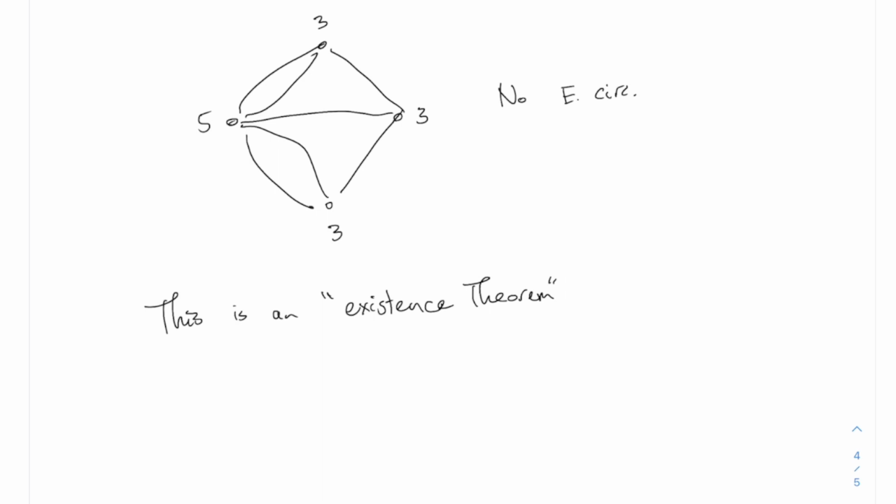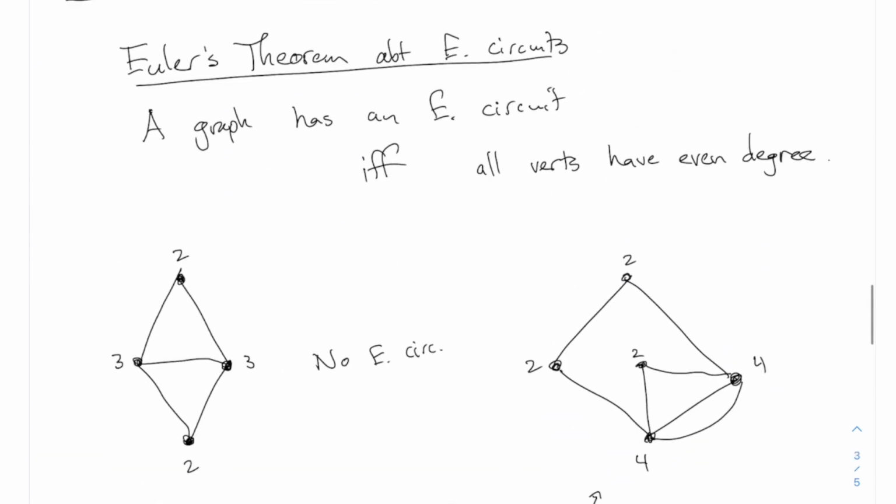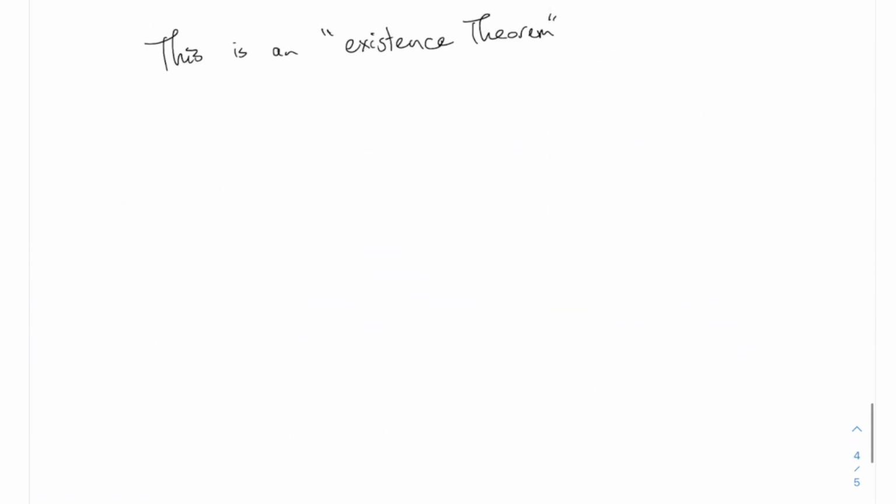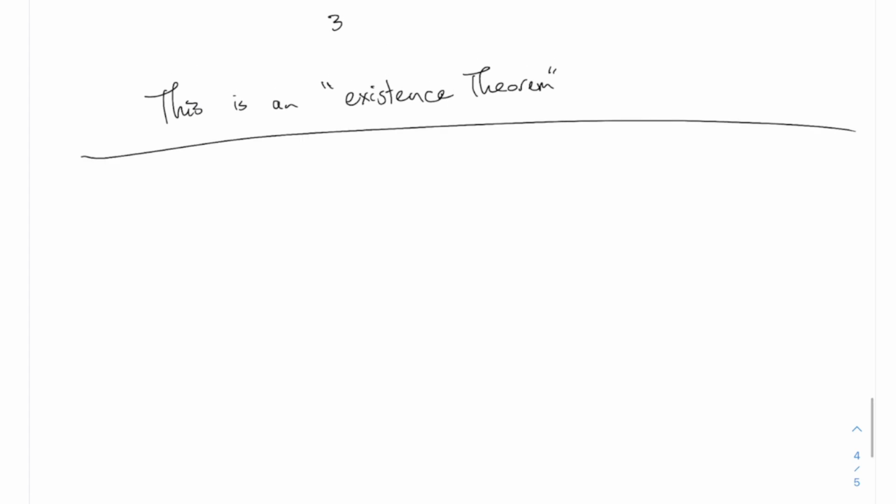All right? I want to explain a little bit about why this is true. Why should you believe that the degrees being even makes an Euler circuit? I don't want to go through a big proof of why it's true.